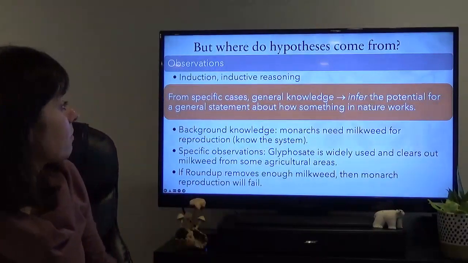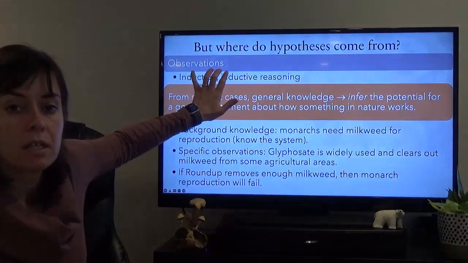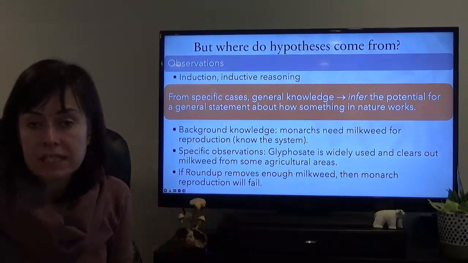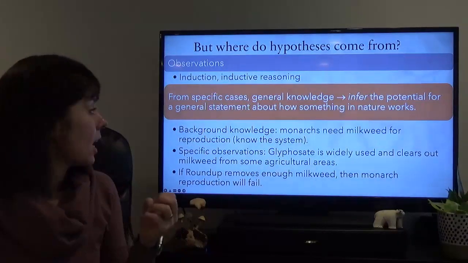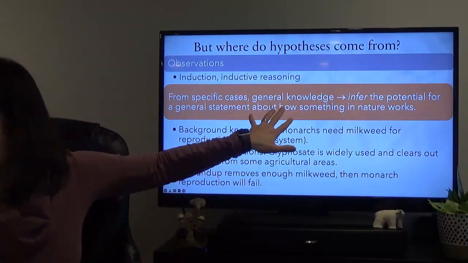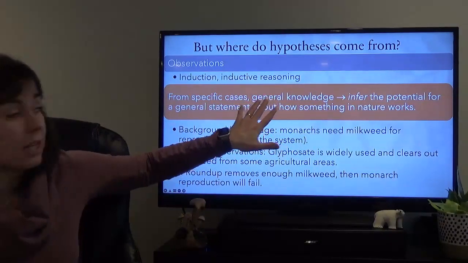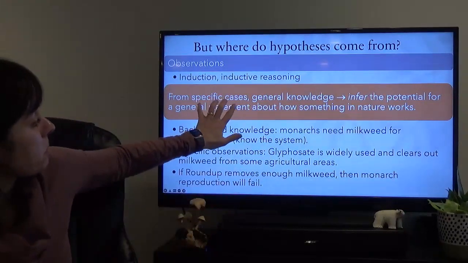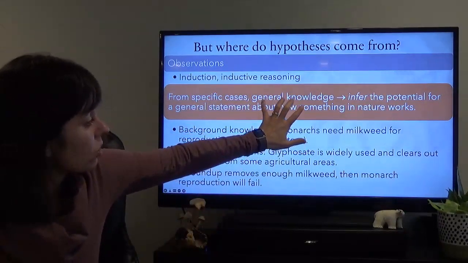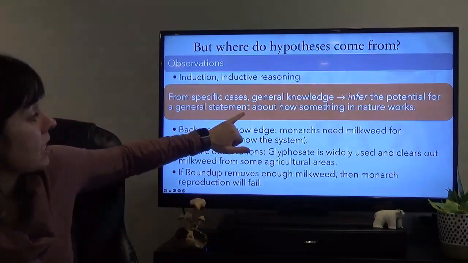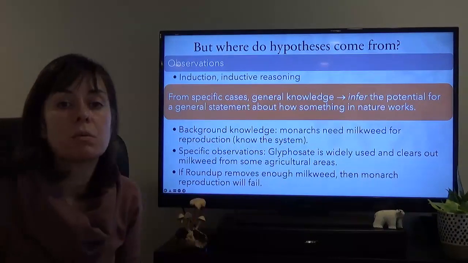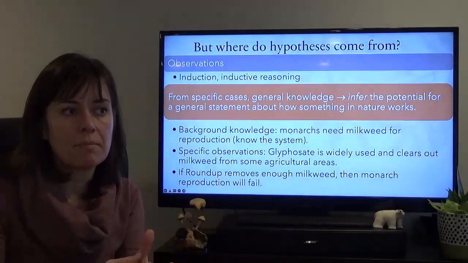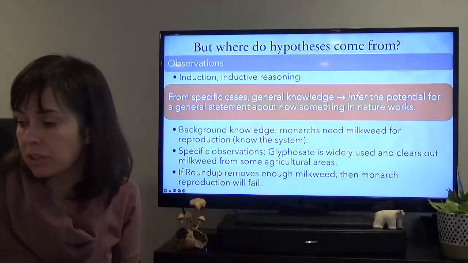Okay, but where do hypotheses come from? The main thing is observations. We use induction, or inductive reasoning, to develop hypotheses. Basically, it's a type of reasoning that involves drawing a general conclusion from a set of specific observations. So we go from specific cases to a broader general conclusion. We infer the potential for a general statement about how something in nature works. We've made some observations, and we say, okay, based on these observations, we think this is happening, and so we're going to broadly hypothesize that this is happening more broadly.